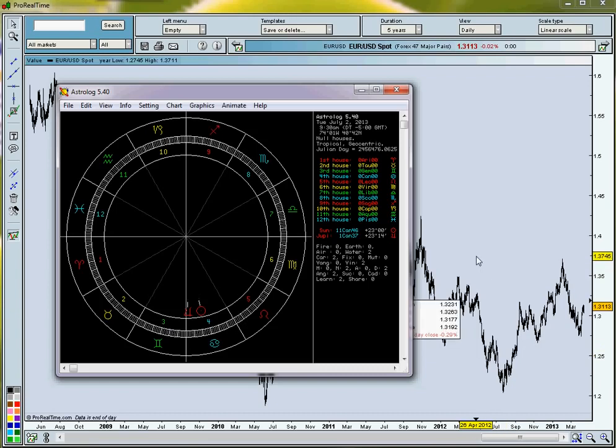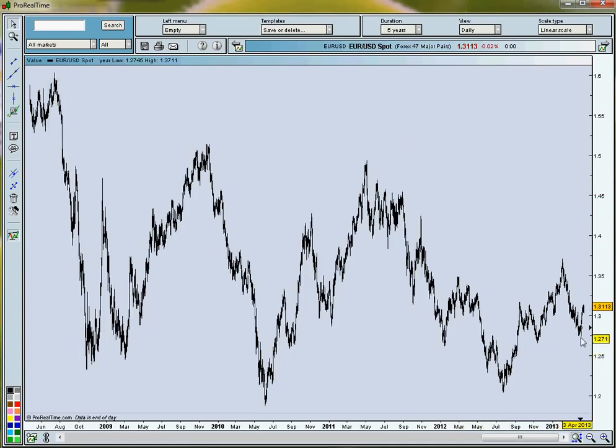So if this continues to be accurate and work fairly well for the Euro US dollar, we should see the market probably make another significant low point somewhere around here in the next 2.5 to 3 months or so. And then from that point, as far as positionally speaking, you would want to be long the Euro US dollar.